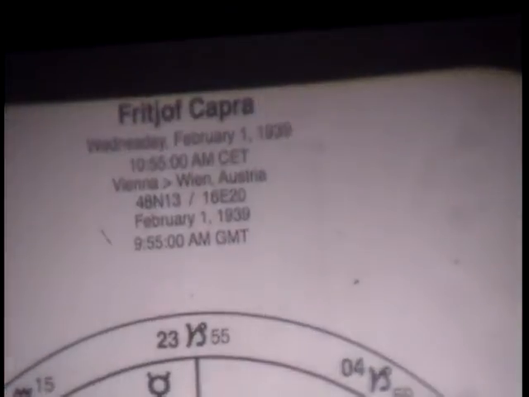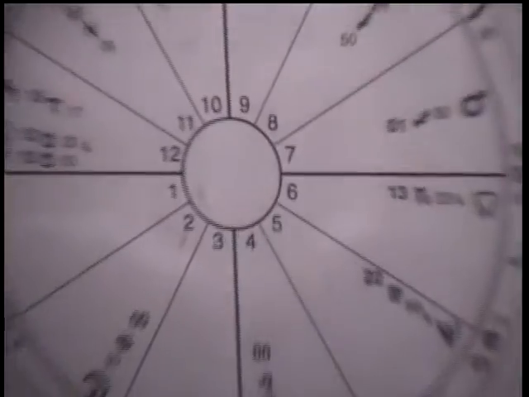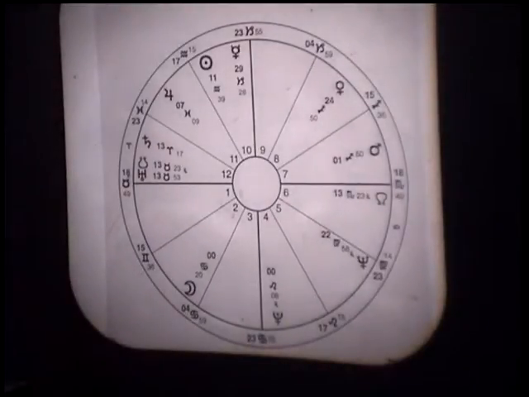This is somebody everybody knows, I'm sure. This is Fritjof Capra. And I must say that I might be biased in looking at this horoscope because it goes on one of my pet peeves. Fritjof Capra is a theoretical physicist. He's a high-energy theoretical physicist.